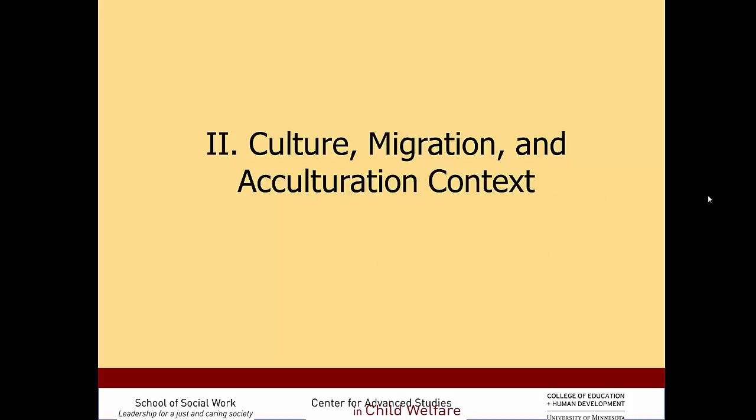In order for child welfare professionals to appropriately assess claims of abuse and work with families from refugee backgrounds, it is important to understand the underlying family conflict in its cultural, migration, and resettlement context. This section will focus on those areas.